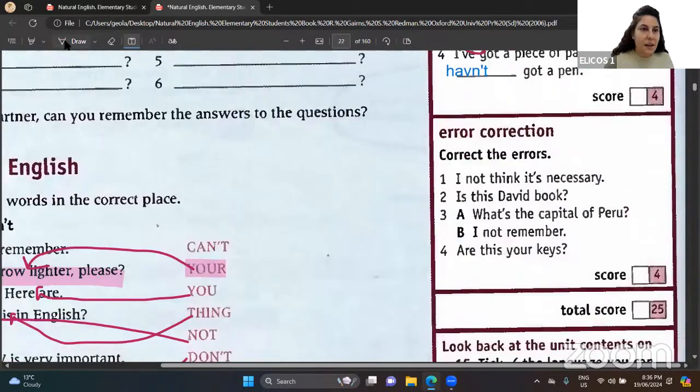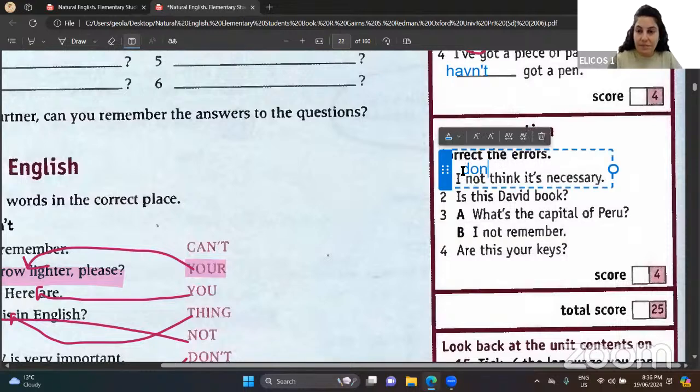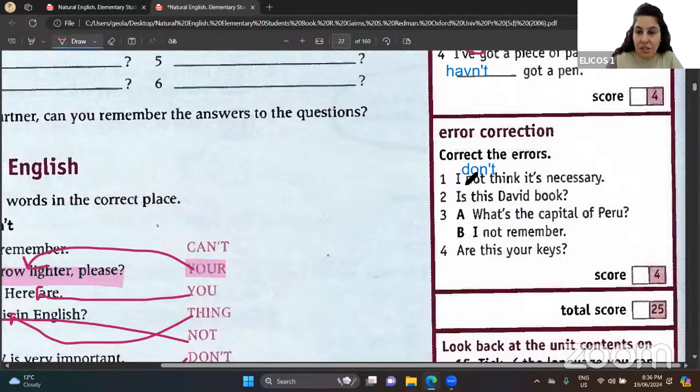Okay, so let's fix up some of these sentences. I don't think. So this should say I don't. So not, I don't think it's necessary. Remember when we give our opinion, what we think? Is this David's book? What's the capital of Peru? That's fine. What's the capital of Peru? With the question mark, that's good.